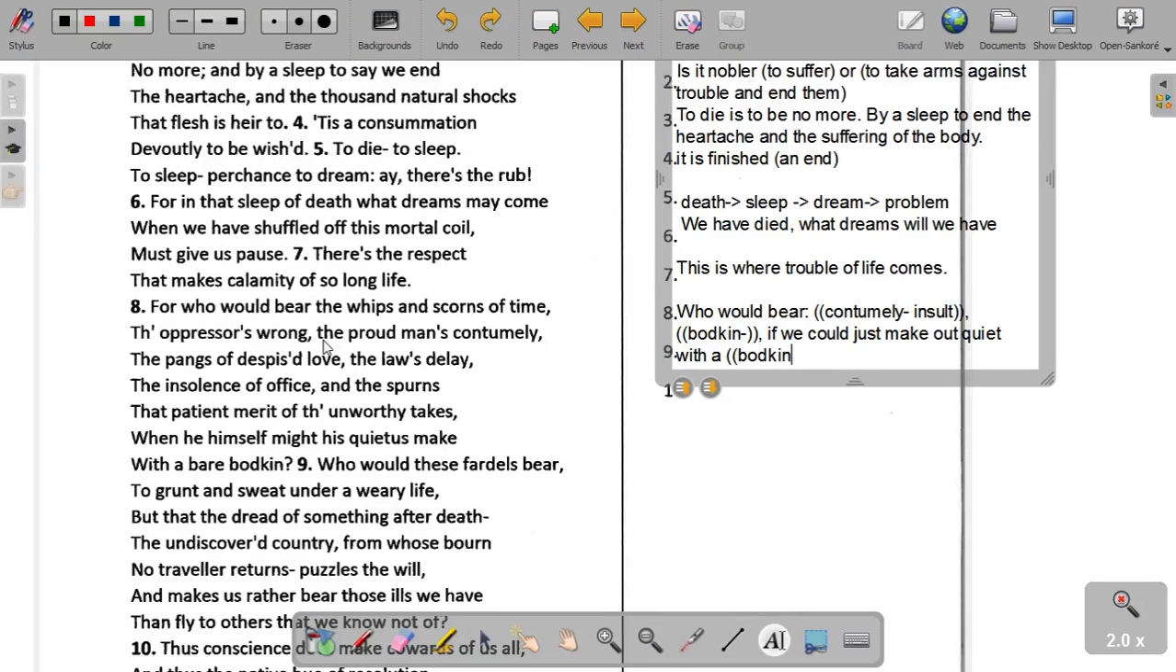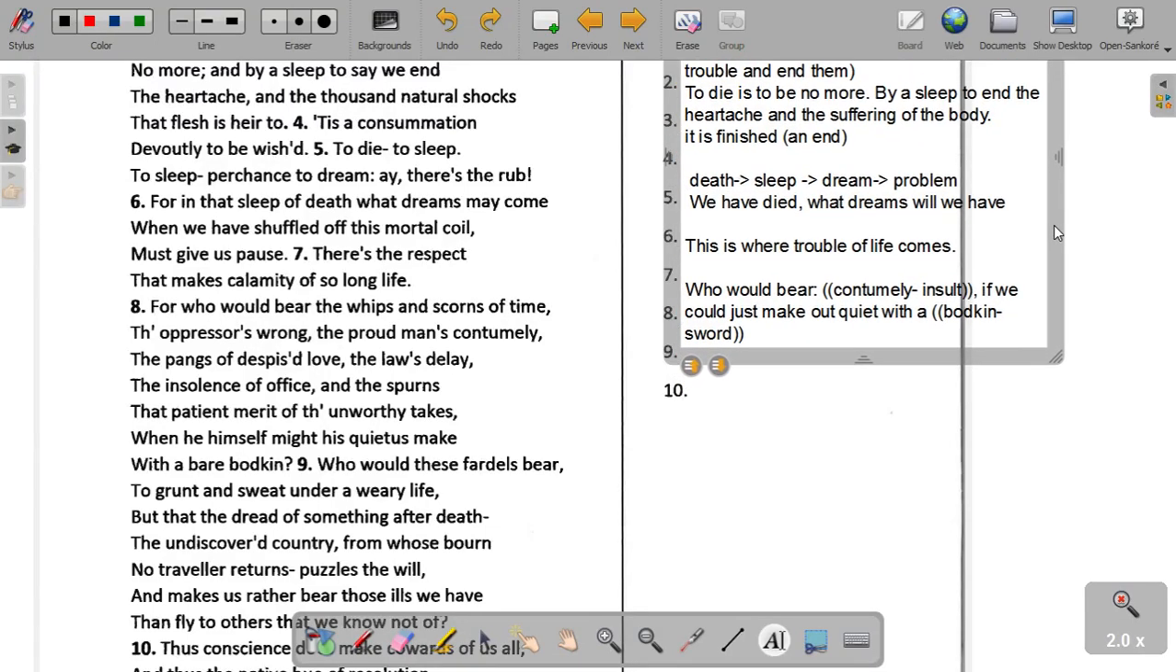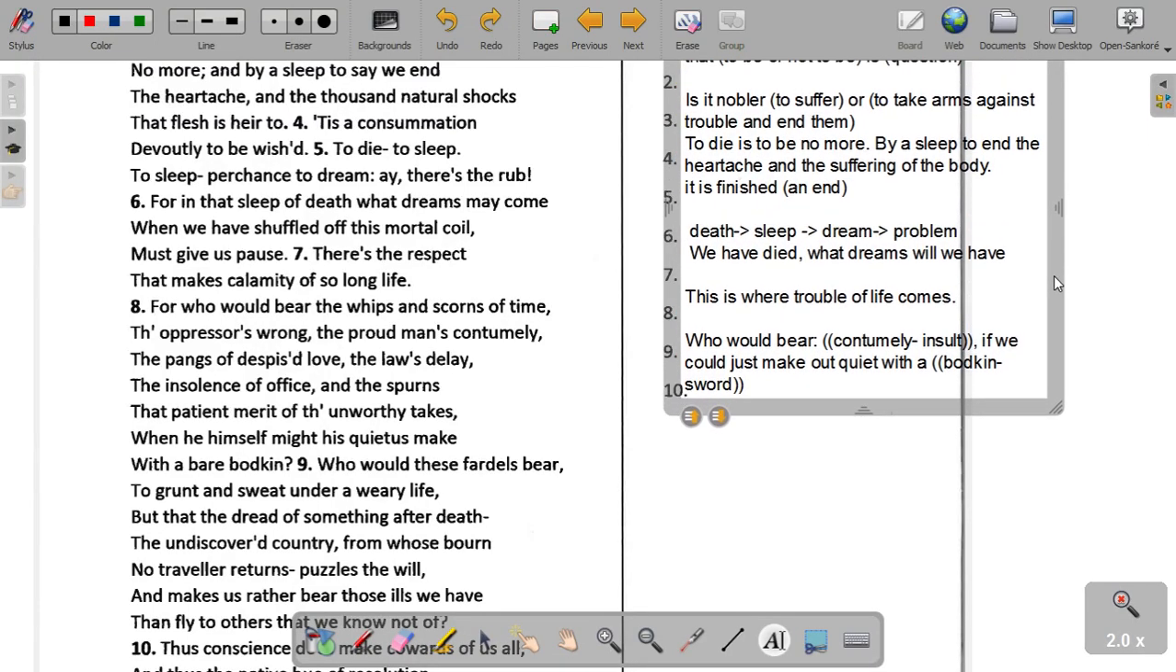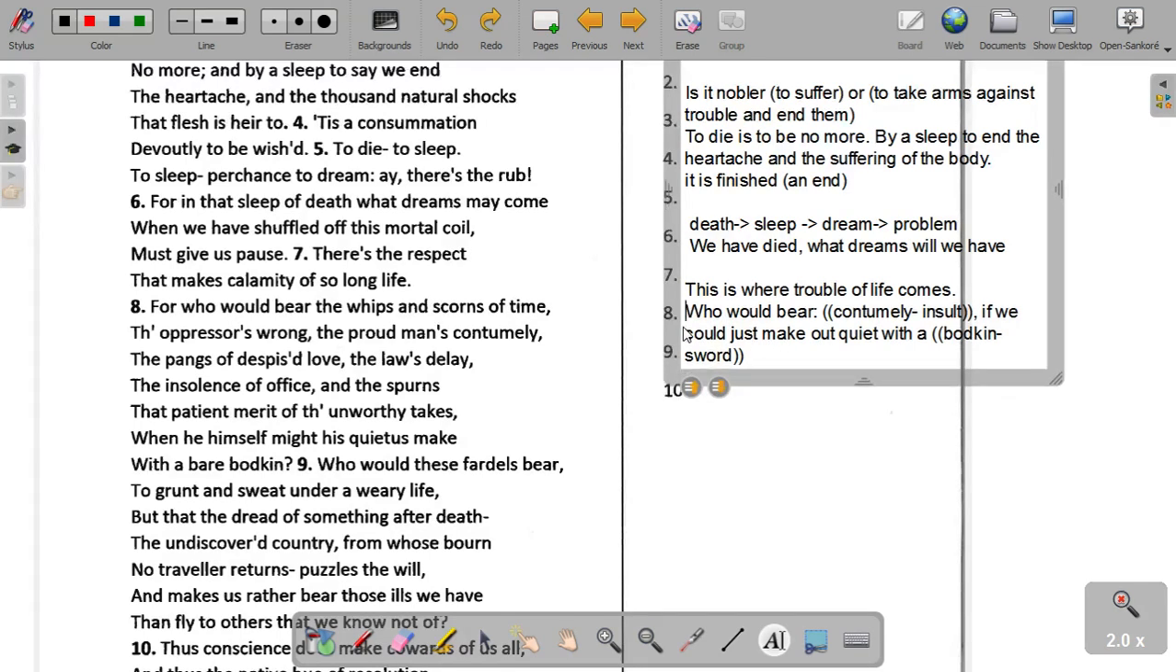Now, let's try to figure out what he means by this. What would help him to have quietness at last? And again, it's going back to that terrible idea of ending his own life. So a bodkin actually is essentially like a sword, basically. A sword. So something with which to take his own life. And if you are familiar with Shakespeare, there's a lot of people who end their own lives in these types of manners, like in Romeo and Juliet, etc.